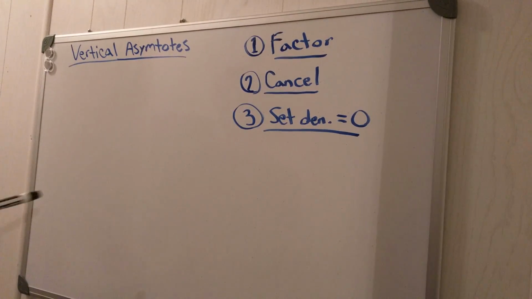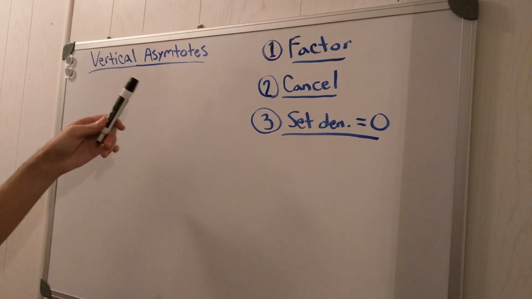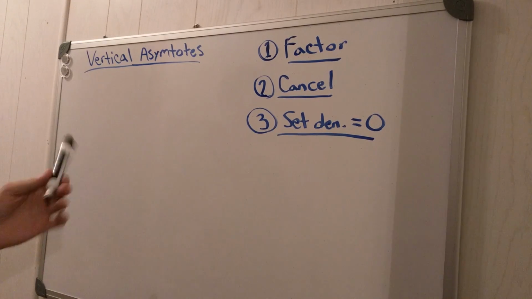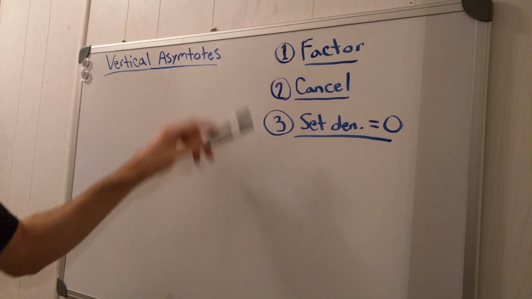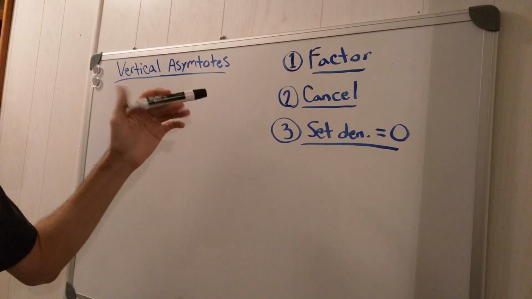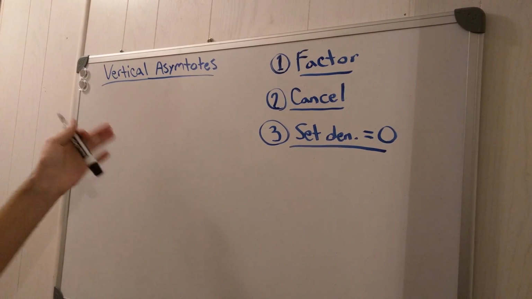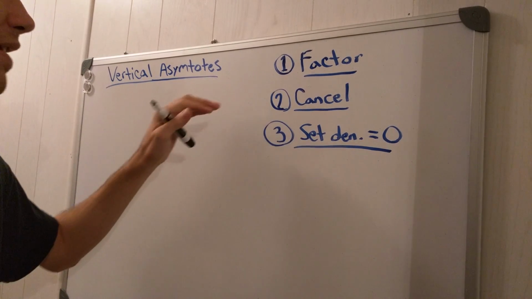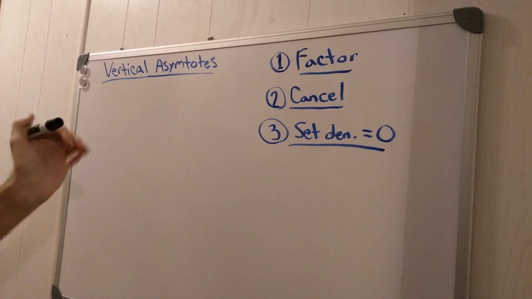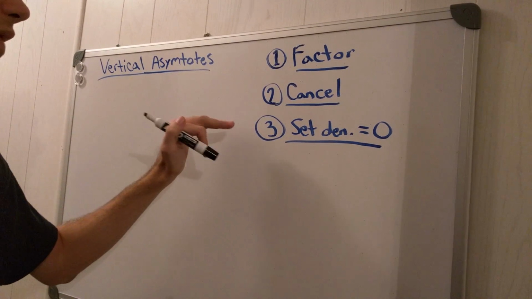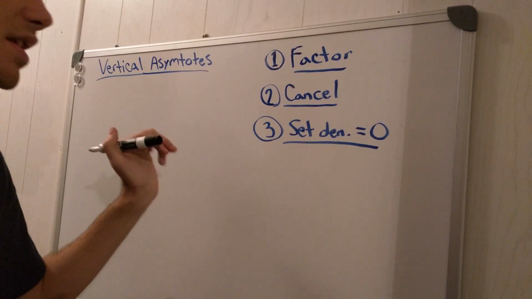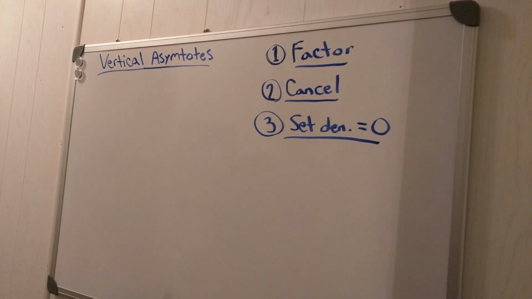Okay guys, I'm going to be showing you how to find the vertical asymptote of rational functions. There are going to be 3 steps involved in this process. The first step is to factor the numerator and the denominator if you can. The second step is to cancel any like terms. And the last step is to set the denominator equal to 0.